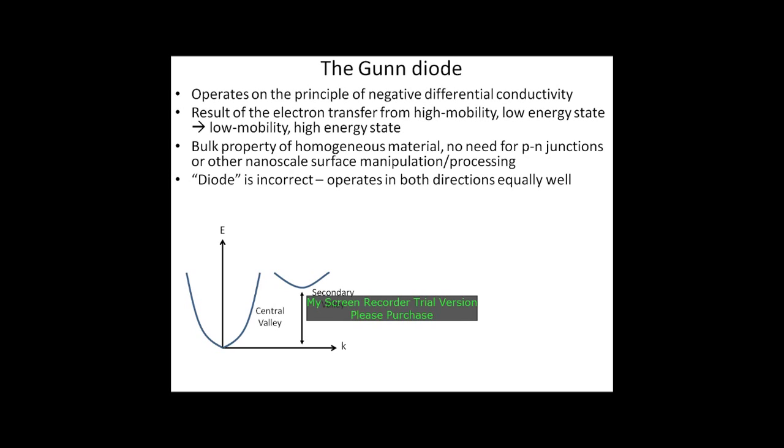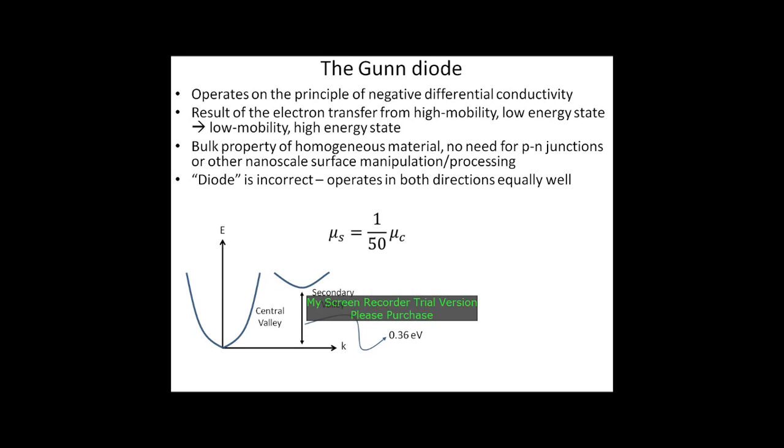So first, let's consider what the band structure or the E versus K diagram looks like for typical gun diode materials, usually gallium arsenide. They consist of a central valley and a secondary valley, and the secondary valley is 0.36 electron volts higher than the central valley's 0K state.